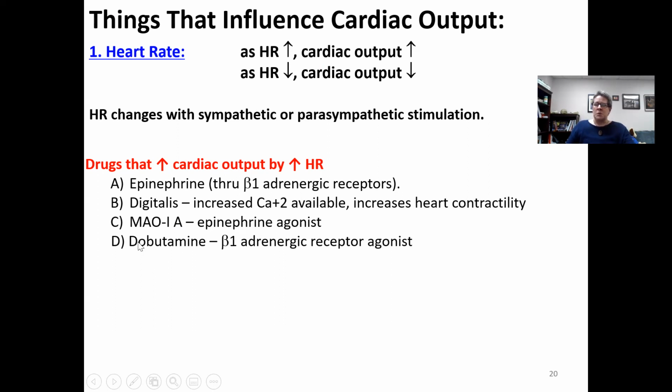And lastly, if someone was on dobutamine, that's a beta 1 adrenergic agonist that makes the heart beat faster. That will also increase cardiac output.